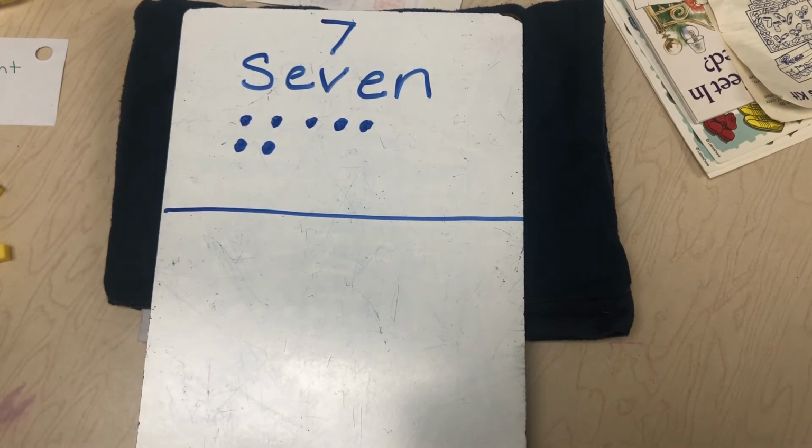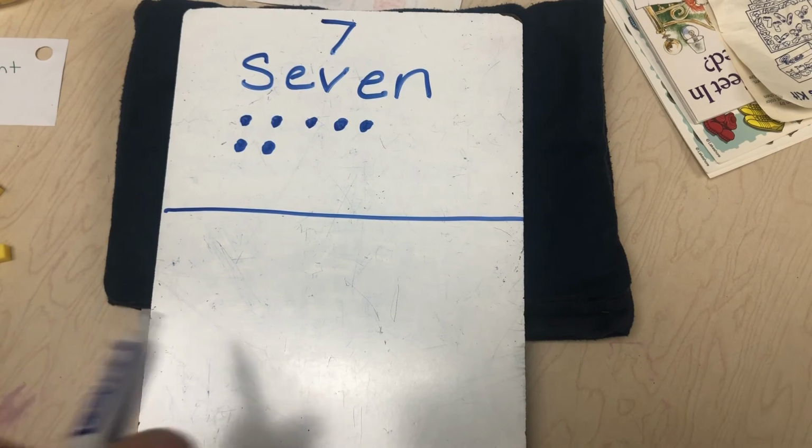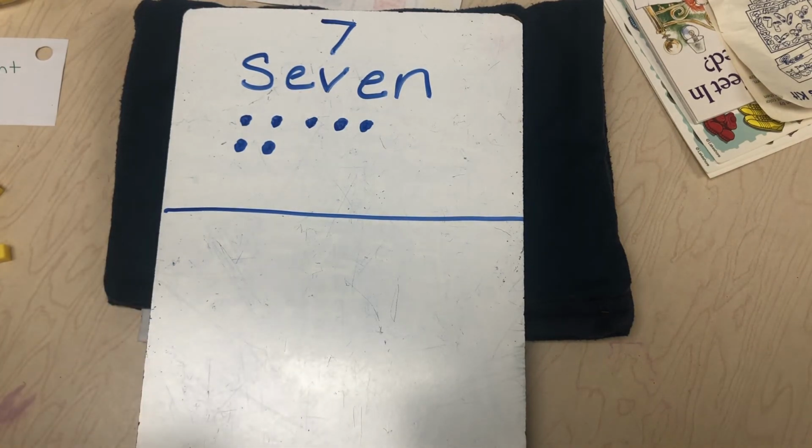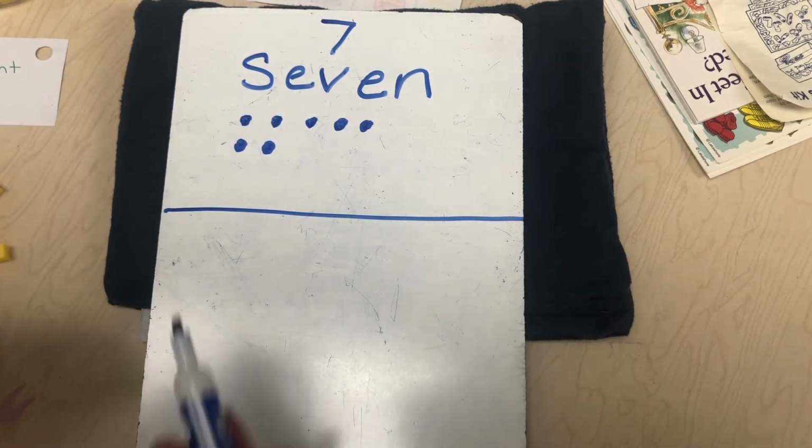Okay, so on the bottom of this one, we're going to do a writing numbers assessment. So I'm going to tell you to write a number, and you are going to write that number. I will give you time to do that. I'm only going to do 3 numbers. My first number is 2. Please write the number 2 on the bottom right here. So the number 2 looks like this.